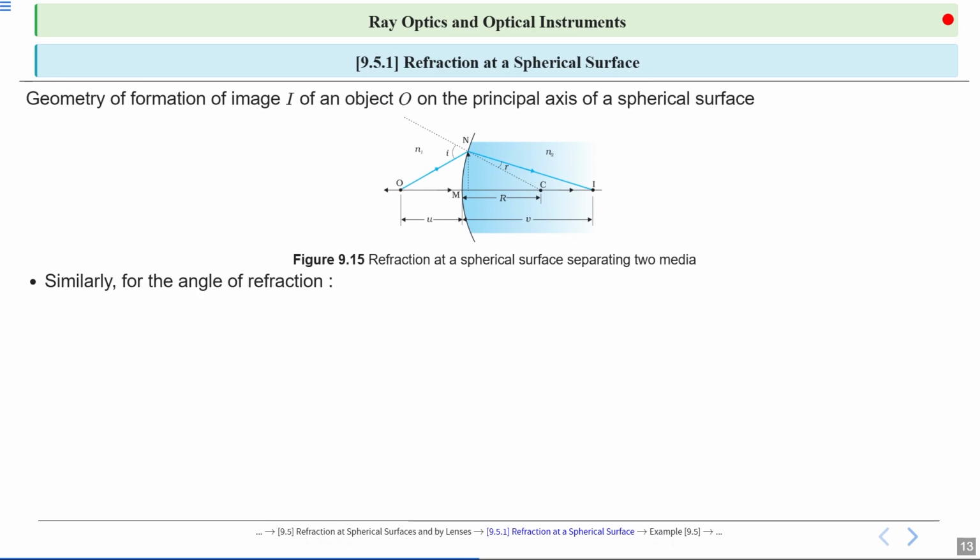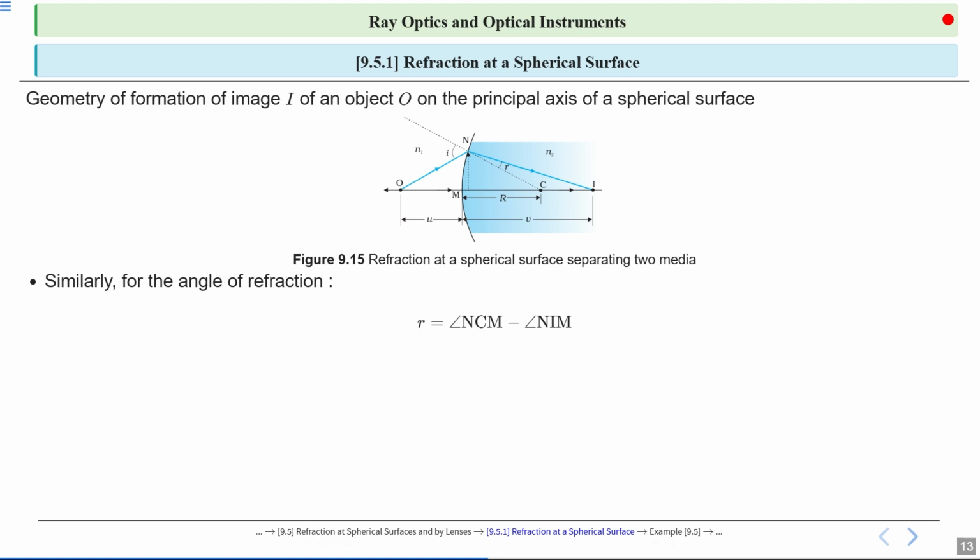Now similarly for the angle of refraction, R will be equal to NCM. So this R will be equal to, now you can see, what is this? This is NCM, and this angle is NCM minus NIM. Okay. So you can see this angle, this one, NCM.